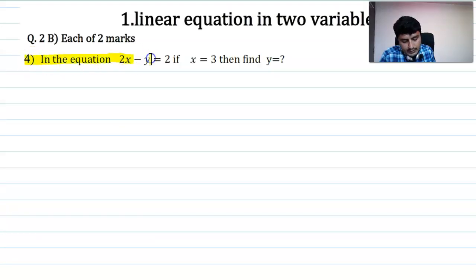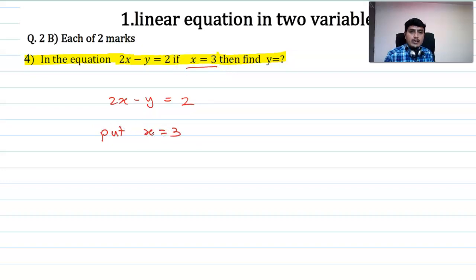Question number 4. In the equation 2x minus y equals 2, if x equals 3, then find y. Here we have a linear equation in two variables, 2x minus y equals 2. Once we replace x by 3 in the given equation, we get the value of variable y. So replacing x by 3, we get 2 into 3 minus y equals 2. Now 2 3s are 6, minus y equals 2.